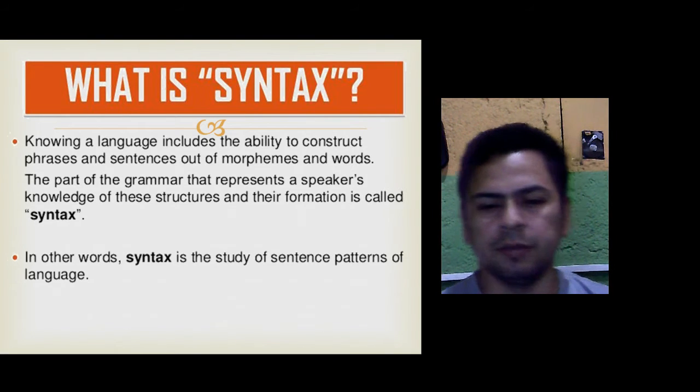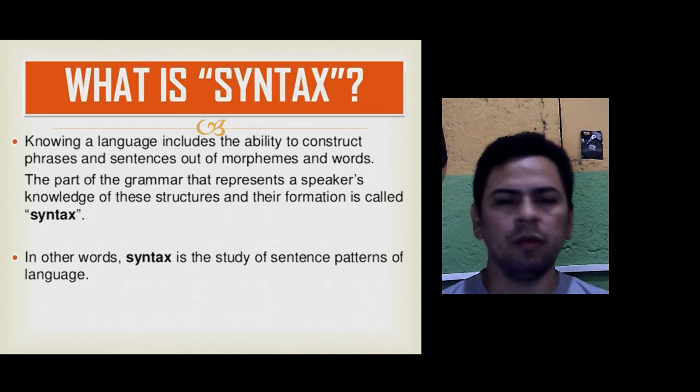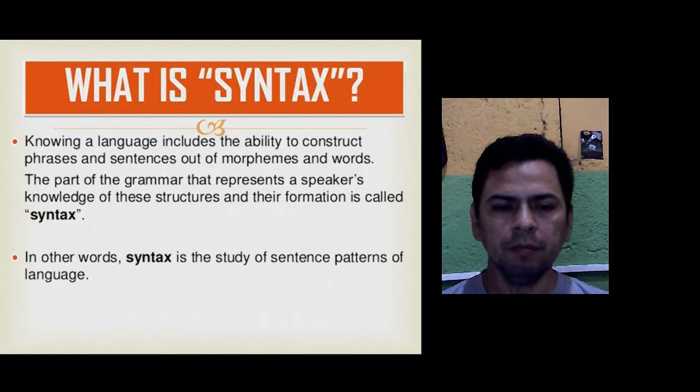What is syntax? Syntax is knowing that a language includes the ability to construct phrases and sentences out of morphemes and words. The part of the grammar that represents a speaker's knowledge of this structure and its information is called syntax. In other words, syntax is the study of the sentence patterns of the language.